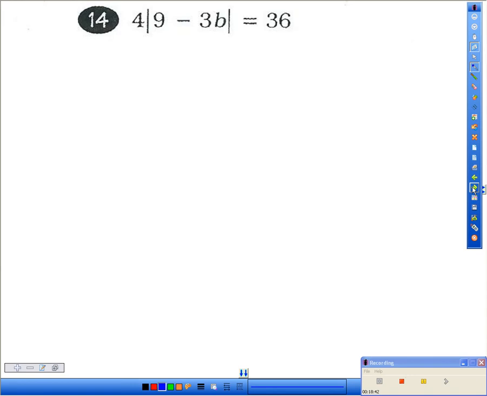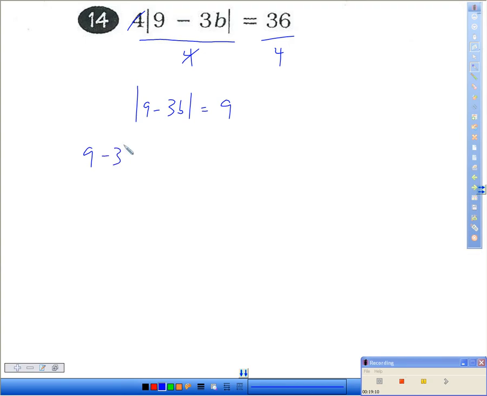On number 14, our absolute value expression has not been isolated because we see a 4 on the outside. So our first step is to divide the left by 4 and divide the right by 4. 4 divided by 4 cancels, so we end up with the absolute value of 9 minus 3b equals 9. We'll set up two equations that look like this: 9 minus 3b equals 9, and 9 minus 3b equals negative 9. At that point we just need to solve those two equations, and those will give us our two solutions to this absolute value equation.